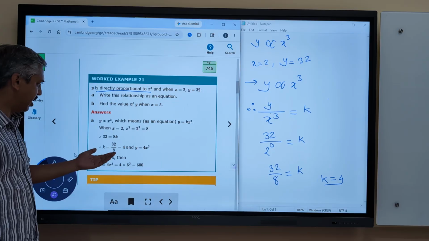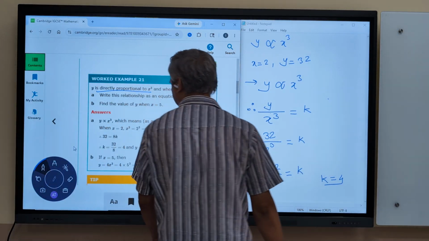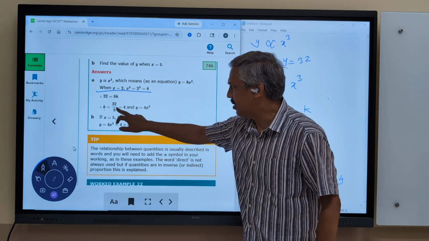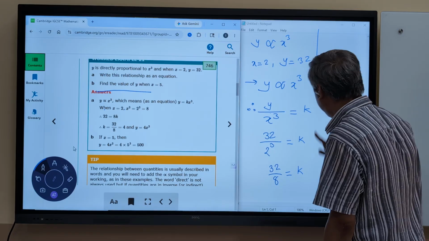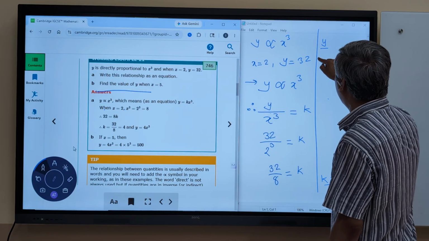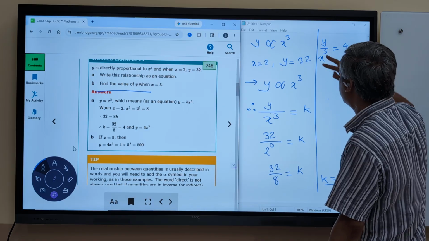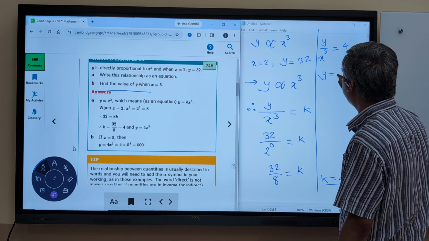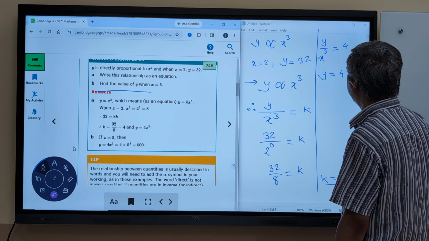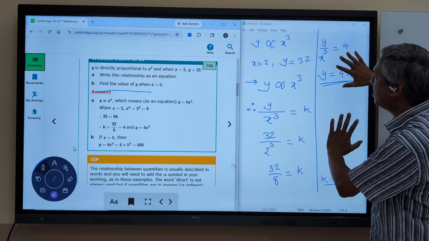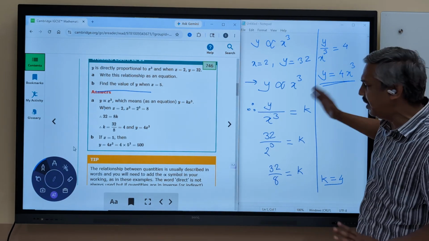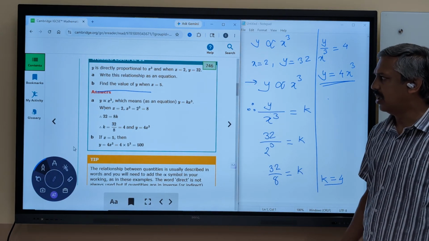This is being solved here as well. So you get k is equal to 4. The value of k is equal to 4. So we can say that y upon x cube is equal to k, that is 4. So we will multiply and divide: y is equal to 4x cube. This is the relationship between x and y that we established from the given values.